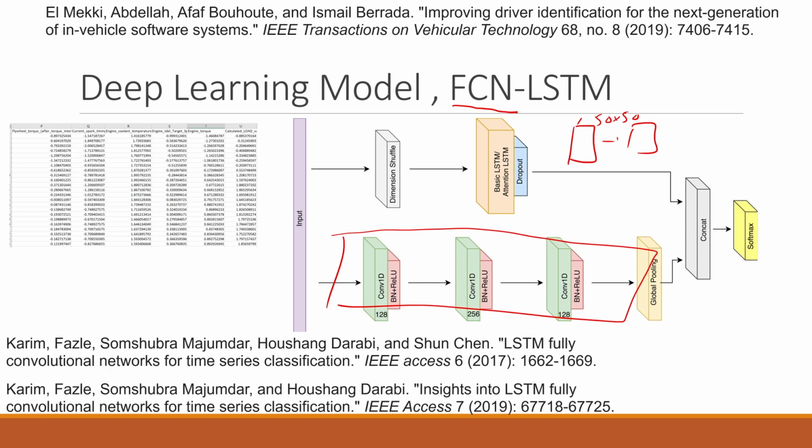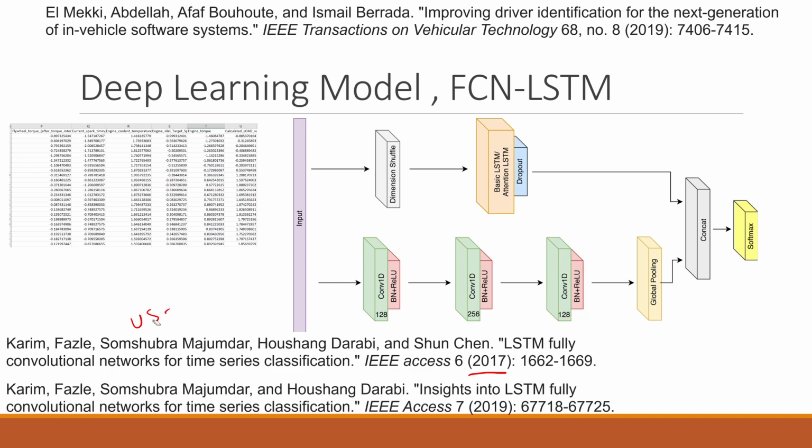So FCN, fully convolution network, was very famous for time series classification, until in 2017 a paper like this, the FCN-LSTM network, was introduced, which students from a US university proposed, and it was a major breakthrough. The reason, let's discuss why it was a major breakthrough.